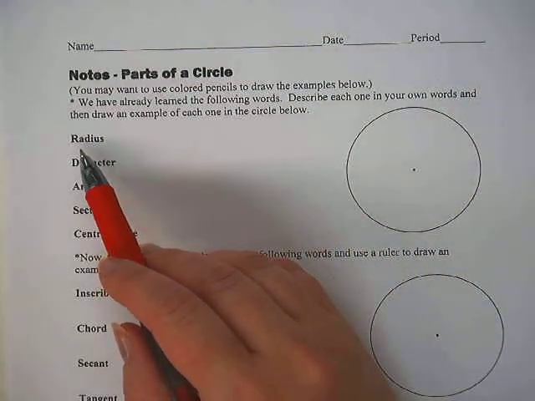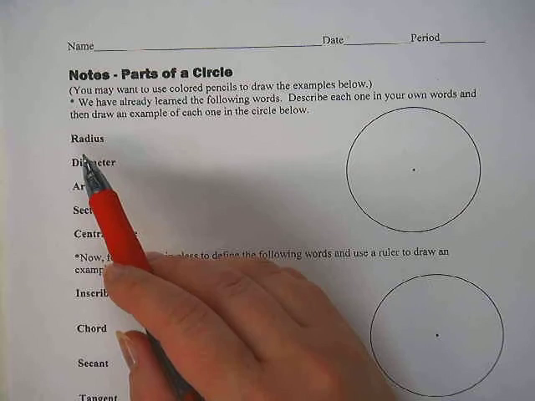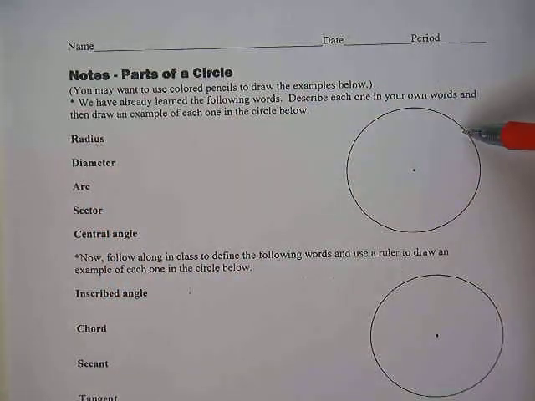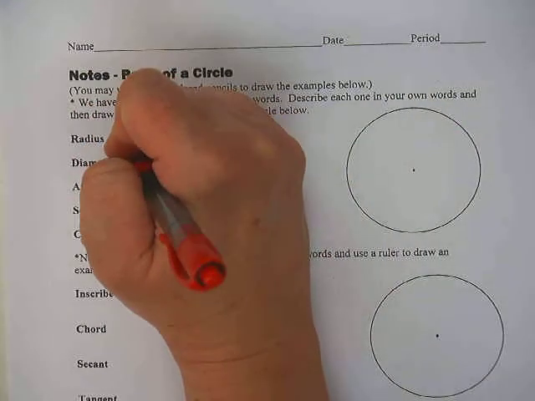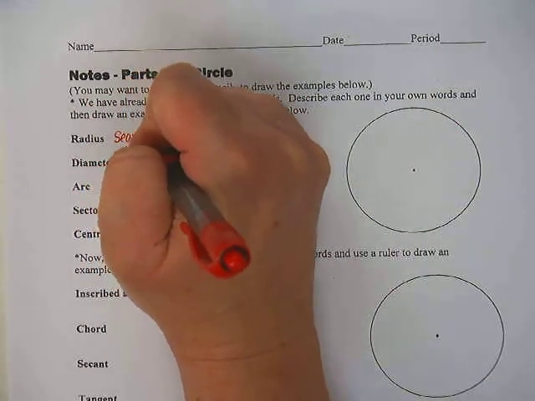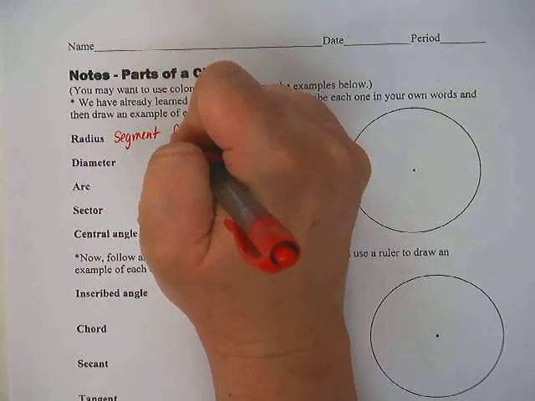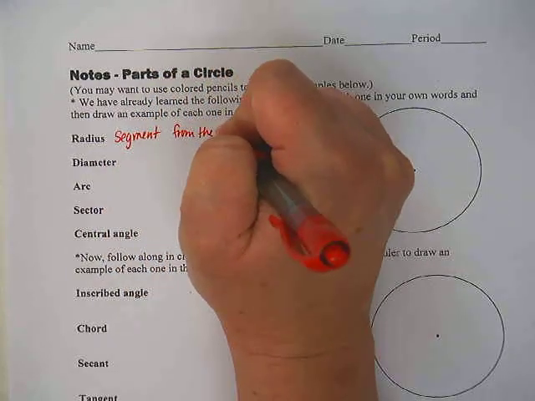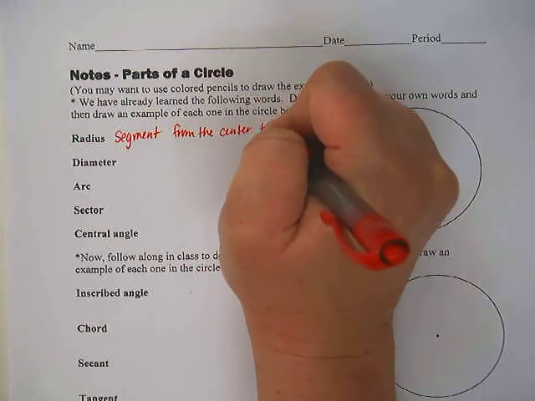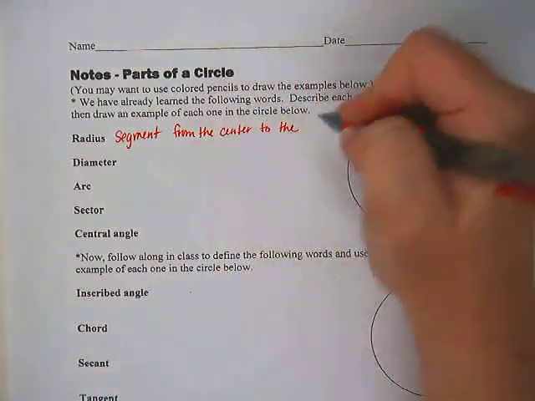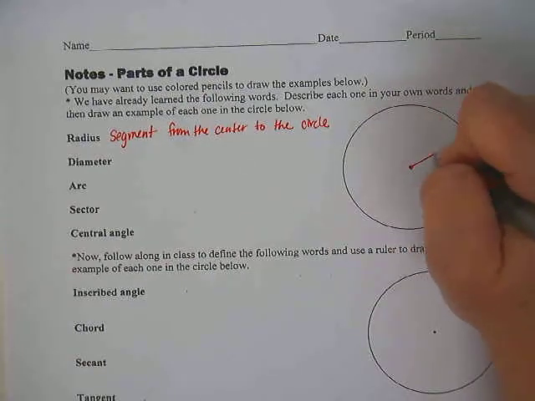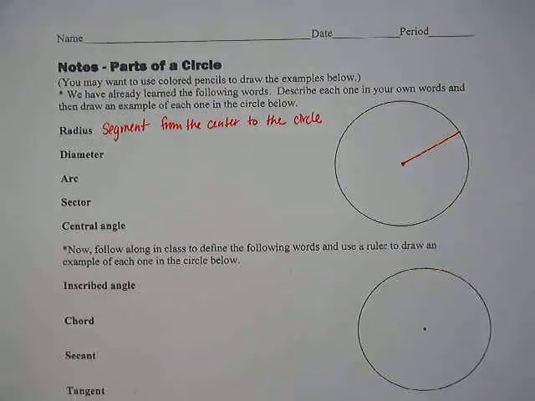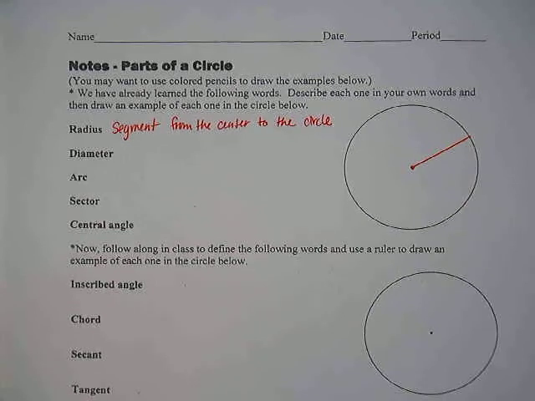So normally we've defined the radius of a circle as the distance from the center to the circle. But this time, instead of calling it a distance from the center to the circle, we're just going to call it a segment from the center to the circle. Okay, so for example, that's a radius right there, right?